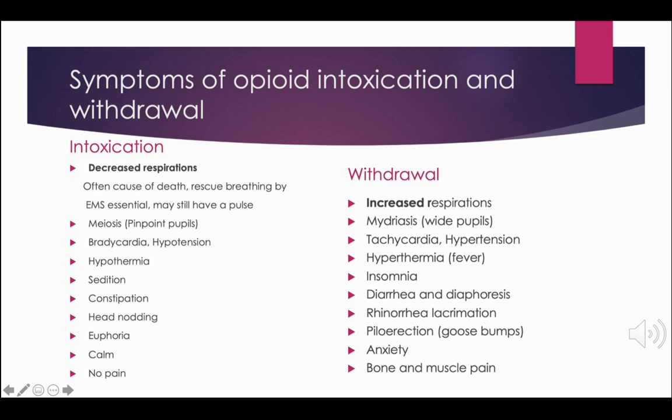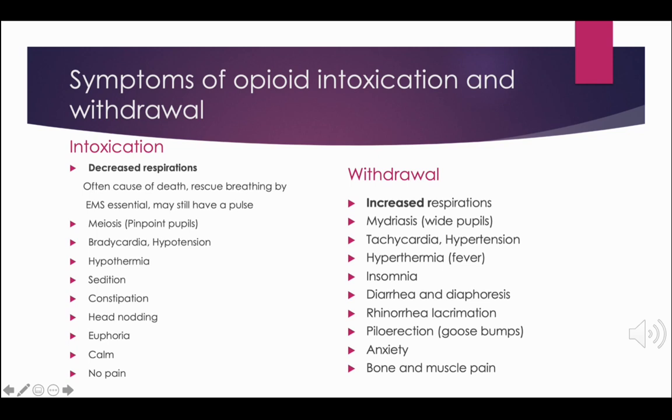Here's another breakdown of symptoms of opioid intoxication and withdrawal. Intoxication includes decreased respirations, which can be the cause of death. Even if an individual has a pulse, rescue breathing by EMS may be needed. We'll see pinpoint pupils, bradycardia or hypotension, hypothermia, sedation, constipation, a nodding head, euphoria, calm, and they will not be able to experience pain.